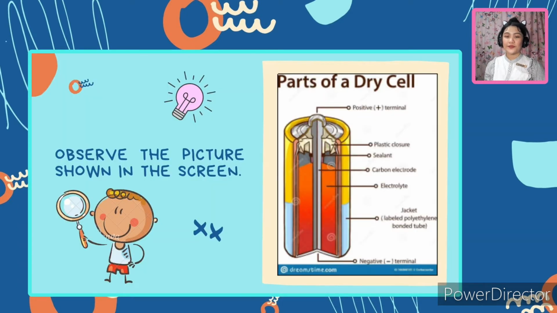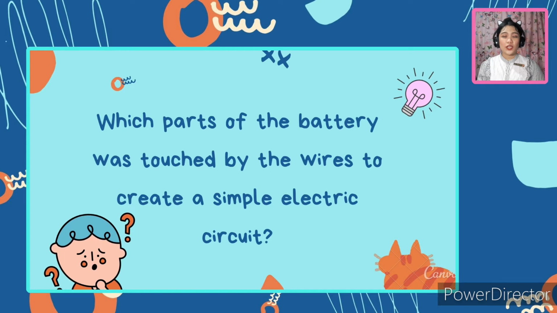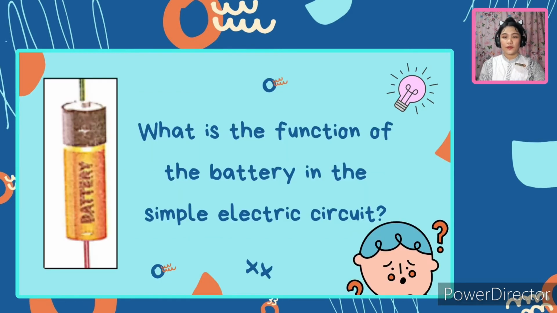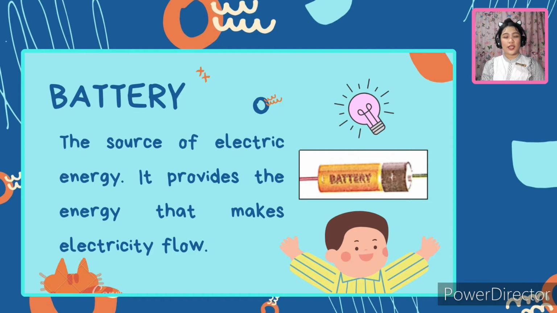Observe the picture shown in the screen. I want you to focus on the labeled parts of the dry cell or the battery. Which parts of the battery was touched by the wires to create a simple electric circuit? The parts were the positive terminal and the negative terminal. What is the function of the battery in the simple electric circuit? Battery. It is the source of electric energy. It provides the energy that makes the electricity flow.